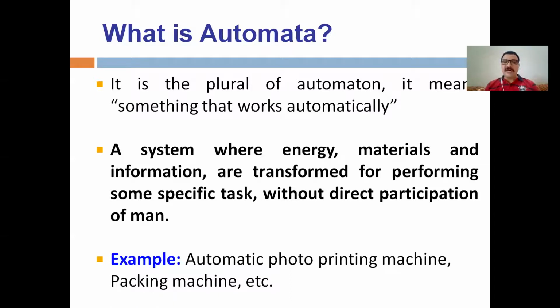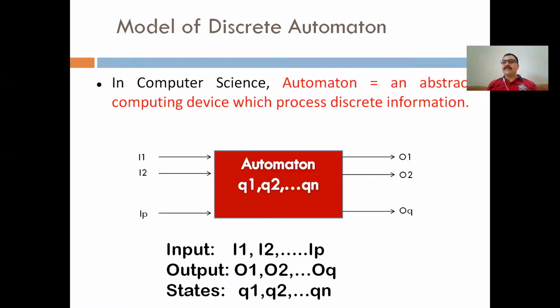Now the famous example of the automata is the automatic photo printing machine and the packing machine, etc. These are the examples. Now automaton can be considered as an abstract computing device which process discrete information. So the discrete model of the automata can be explained by using these three components, that is the set of inputs, set of outputs, and the set of states.